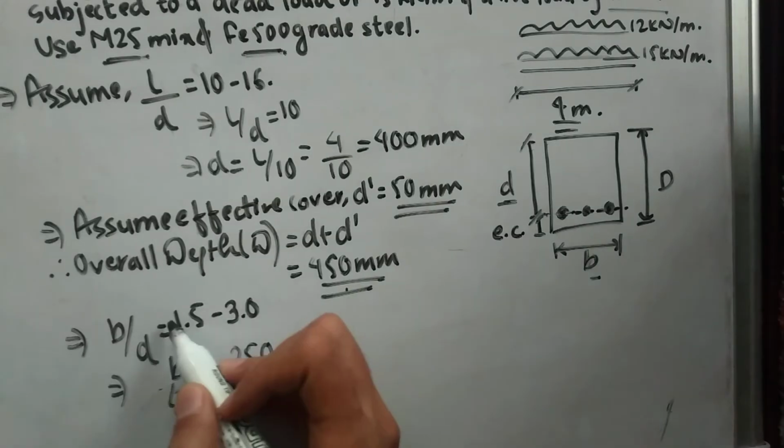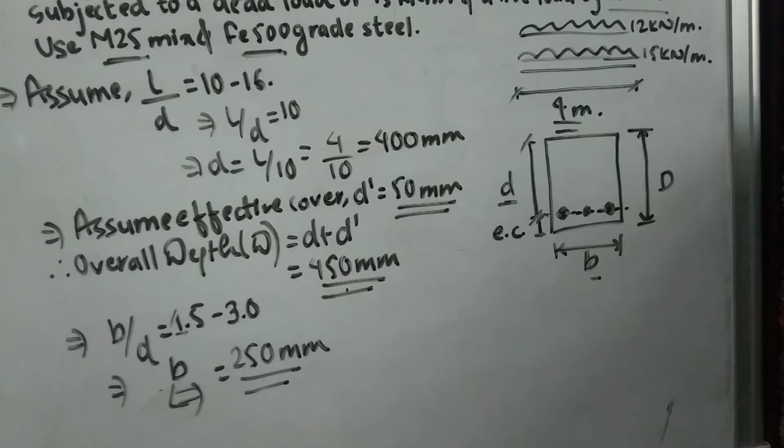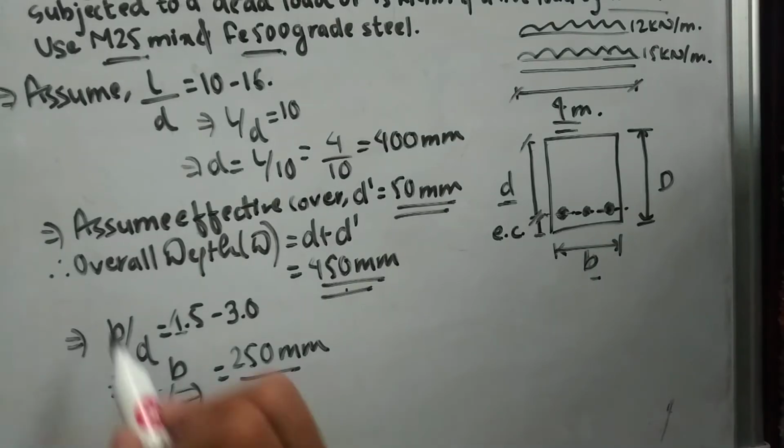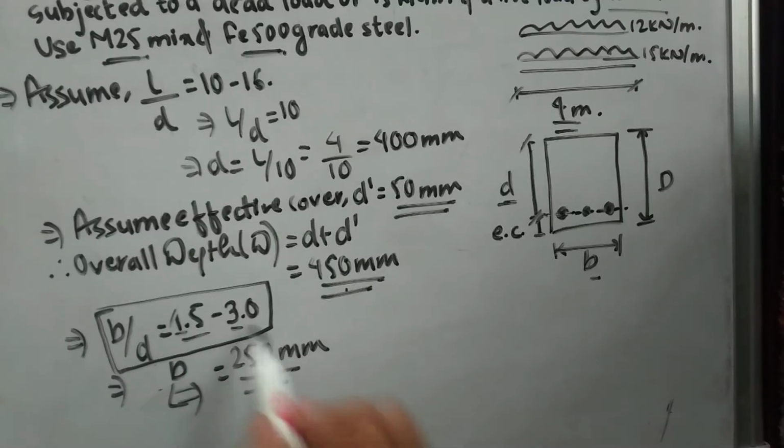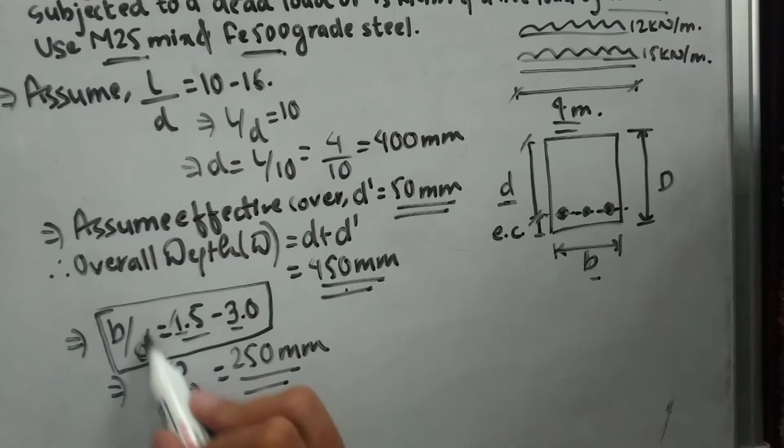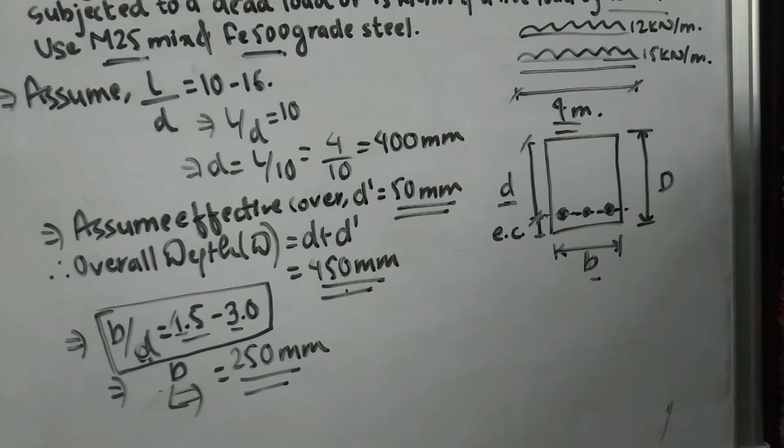But if you say I cannot assume a certain value, or for easiness, what you can do is take the ratio of B by D as 1.5 to 3. If you do this, we have the value of D, and you can easily get the value of B. Moving on, we need to find out the self weight of the beam, or the total load.